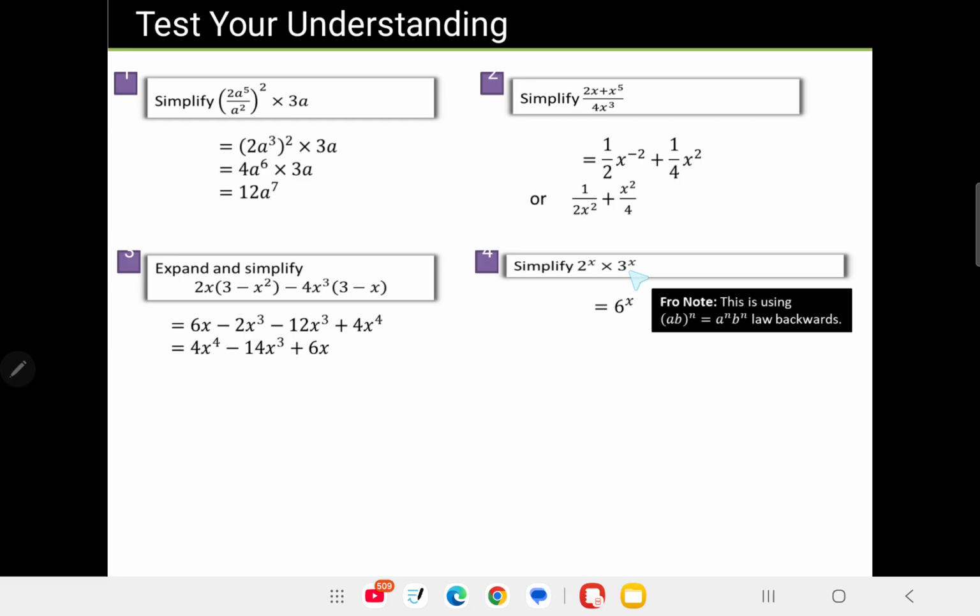Over here it is 2 power x times 3 power x, so the power is the same in this case, so you can consider the combined power for both. It will be 2 times 3 whole power x, so 3 times 2 is 6, so 6 power x will be the answer in this case.